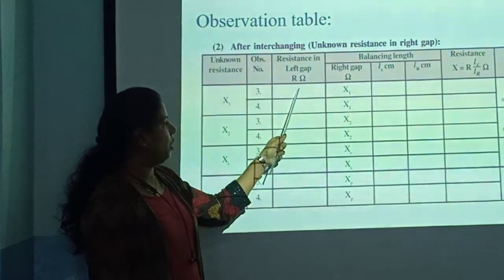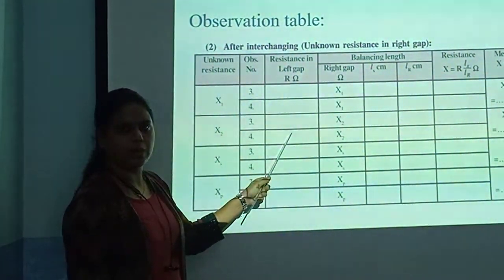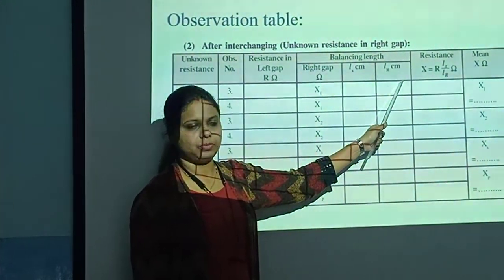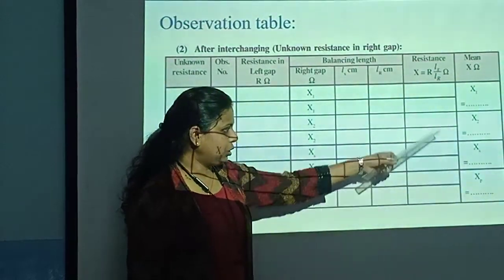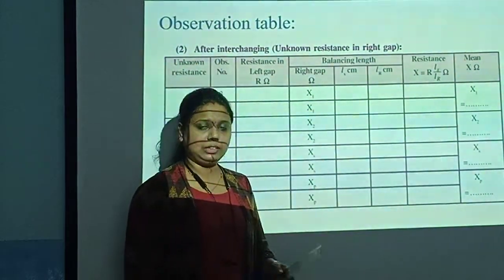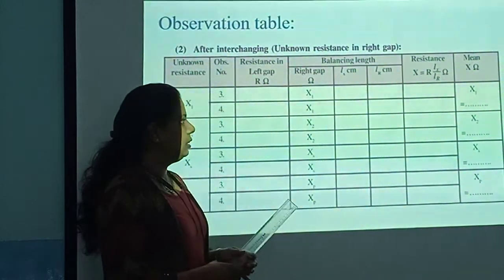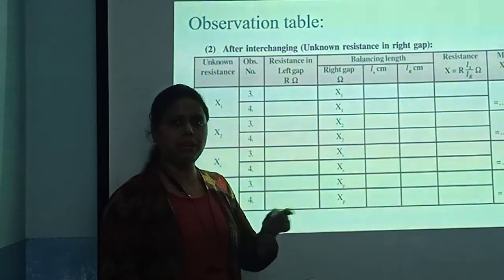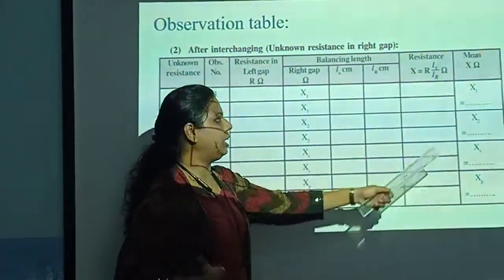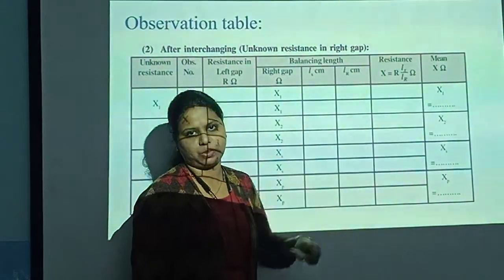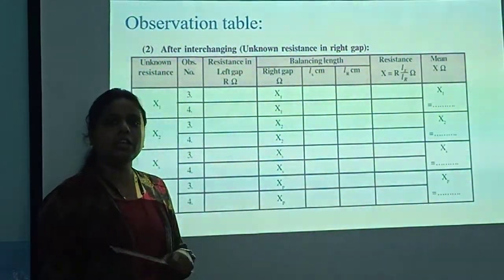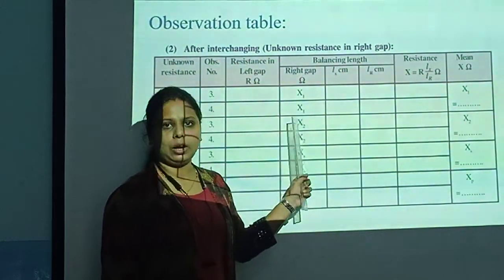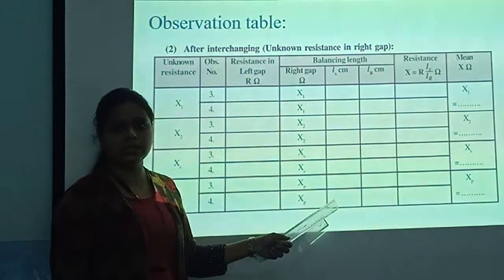Just take 5 ohm, 10 ohm, 5 ohm, 10 ohm like this, and simply you have to find out the Lx and Lr. Okay, so this is how you will get the same. Now one thing you have to be assured of. The readings which you are getting in the left gap combination will be similar or approximately equal to the readings you will get in this right gap situation. Then only you can say your experiment is correct, because X1 is not changing, only its position is changing.